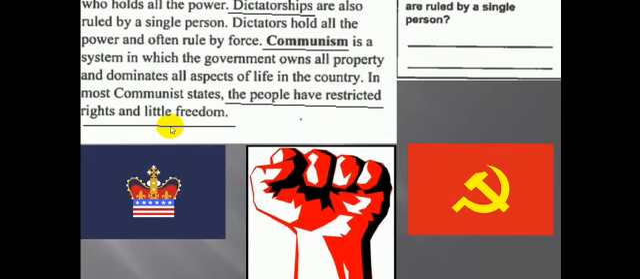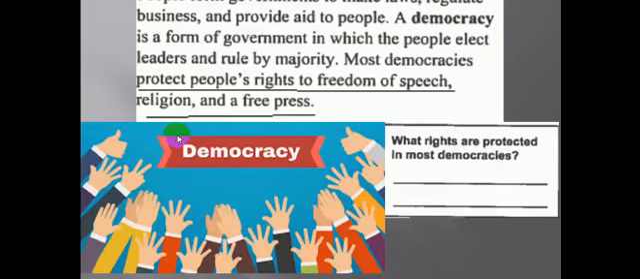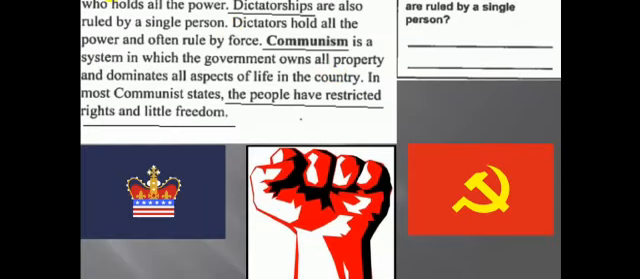So again, I'll say them all one by one. Let's start from democracy. Democracy is a form of government in which people elect leaders and rule by majority. Very well. The second one is monarchy. Monarchy is a king or queen, and they hold all the power. Dictatorship, one single person also holds all the power, but he rules by force.